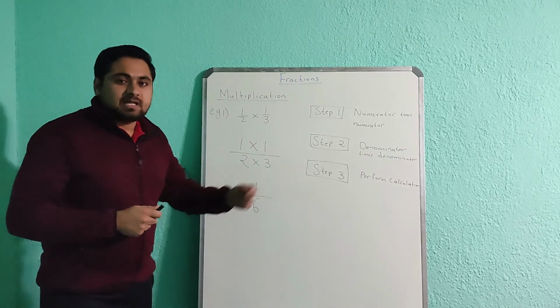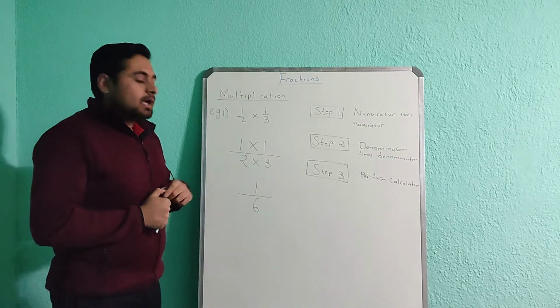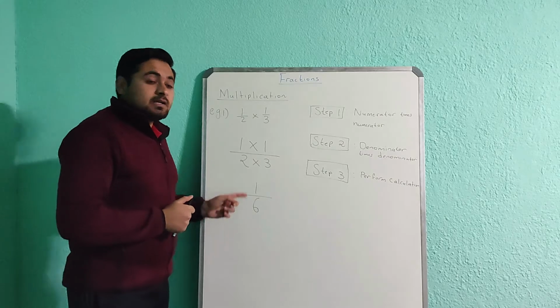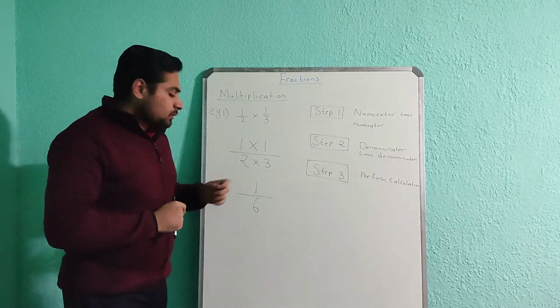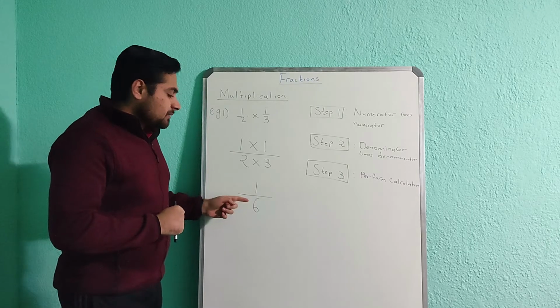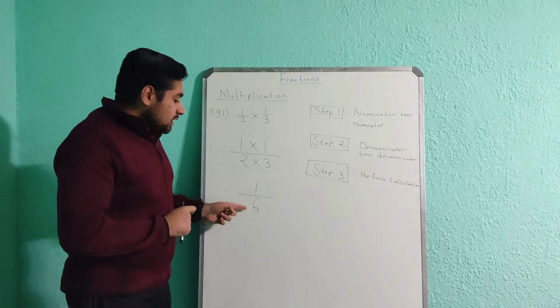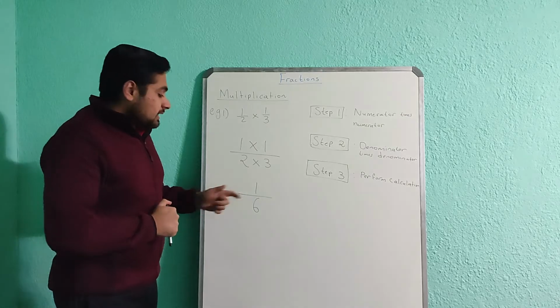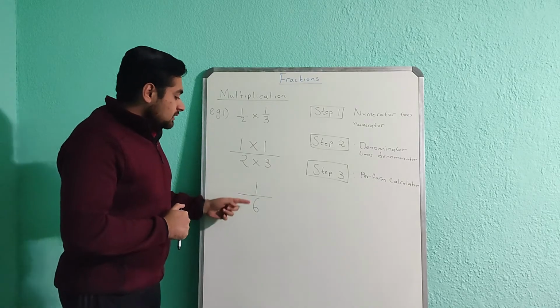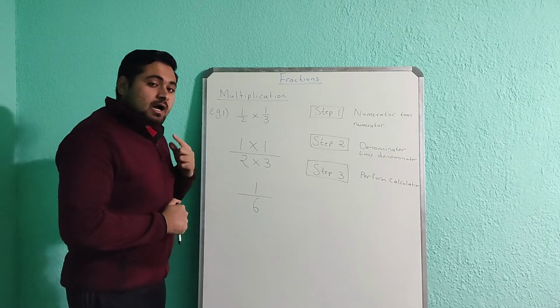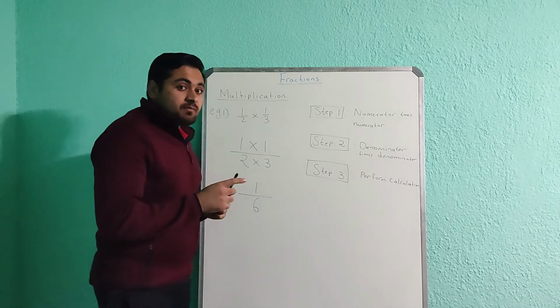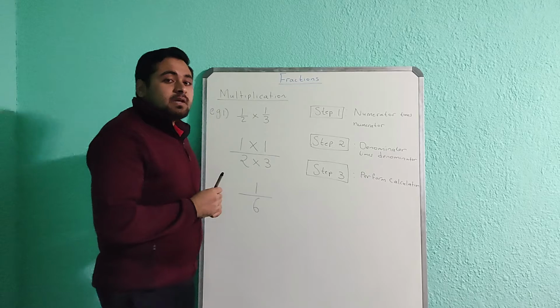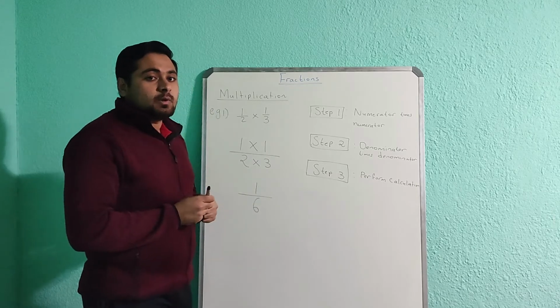Now there is one more step, which is the fourth step. In this case, it doesn't apply. The fourth step is to simplify further. So we need to see if there is any number that can go into both the numerator and the denominator. Right now we can see that both numerator and denominator are in their simplest form, right? So let's add step 4, and in the next example we'll do one where we have to simplify.